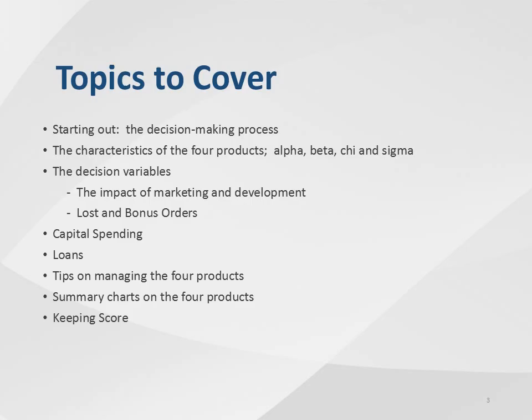The topics that we'll cover are, first, the decision-making process, the characteristics of the 4 products, Alpha, Beta, Chi, and Sigma, and then we'll examine the decision variables and take a special look at the impact of 2 decision variables, marketing and development. There's a special feature of this simulation called lost and bonus orders, and we'll cover that too. Capital spending and loans, of course, are typical in any business decision, so we'll include that. And then we'll give you tips on managing the 4 products.